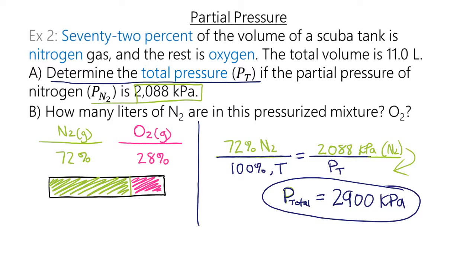Although this problem is not asking us for the partial pressure of oxygen, the partial pressure of oxygen would be the difference between this number and this number.